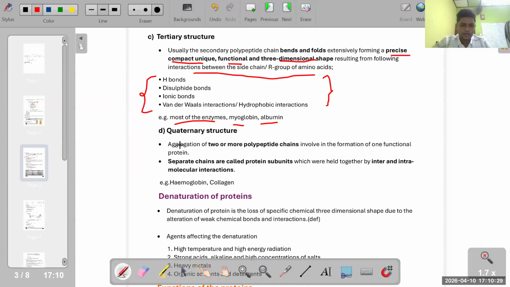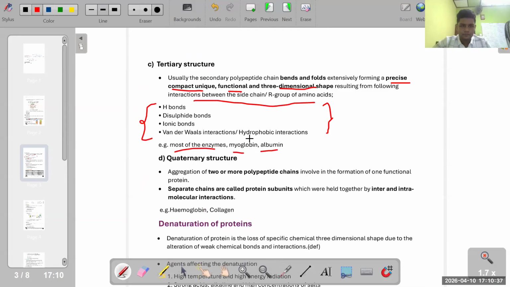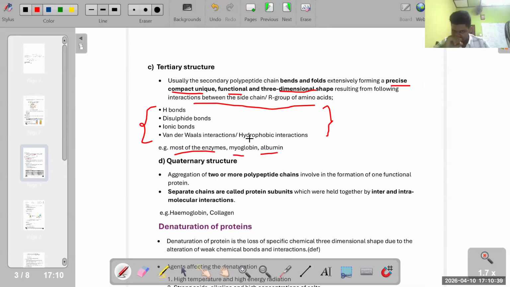Yes, right? Is it clear? If it's clear, drop a message. Is it clear? Is this part clear? Tertiary structure.